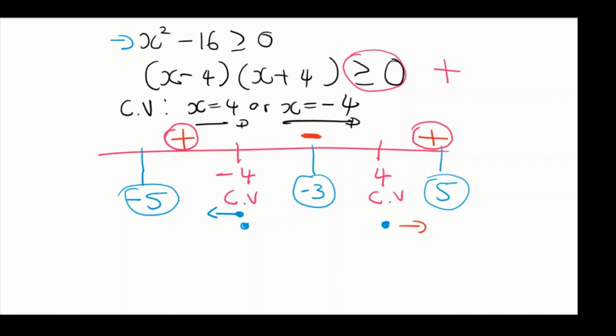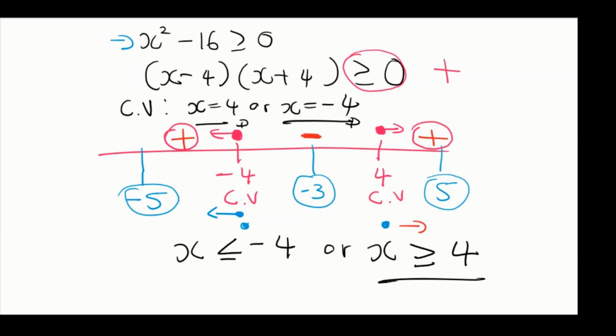To conclude, you will use your critical values and direct your solutions of y to the signs which are positive. So the directions will look towards the positive solutions of y. We can simply conclude and say x must be less than or equal to minus 4, or x must be greater or equal to 4. So these are your final solutions of x when y values are positive.